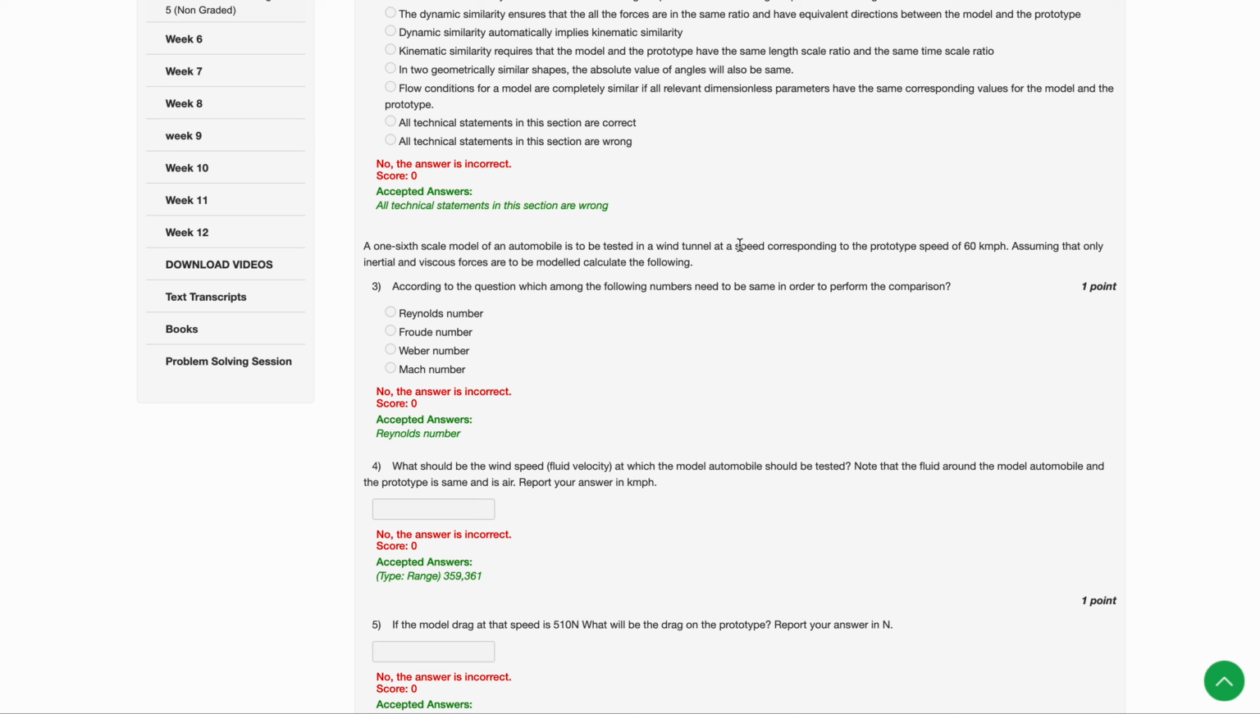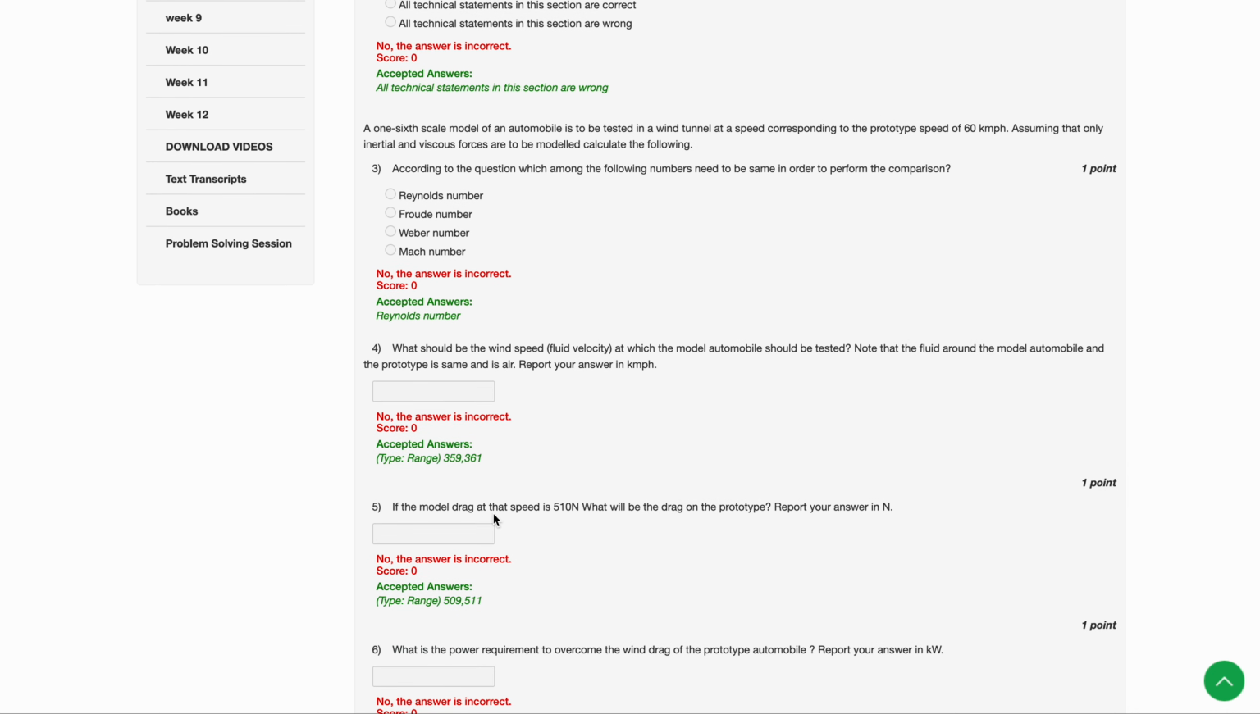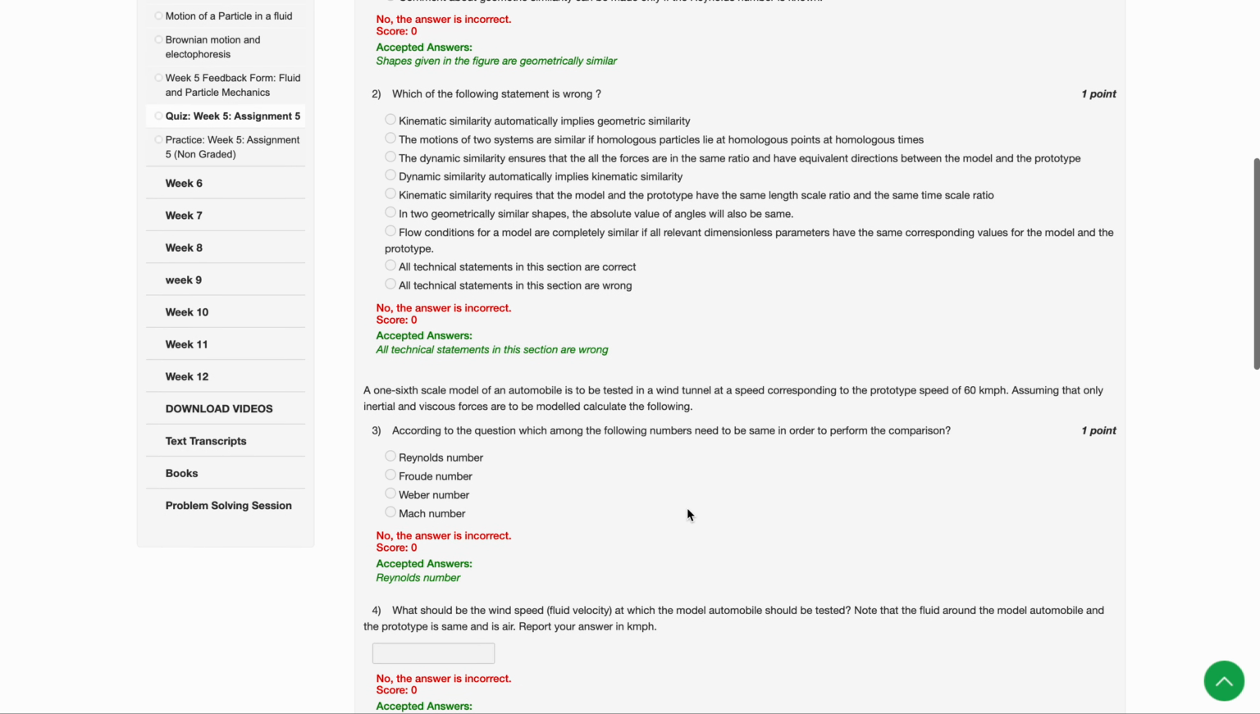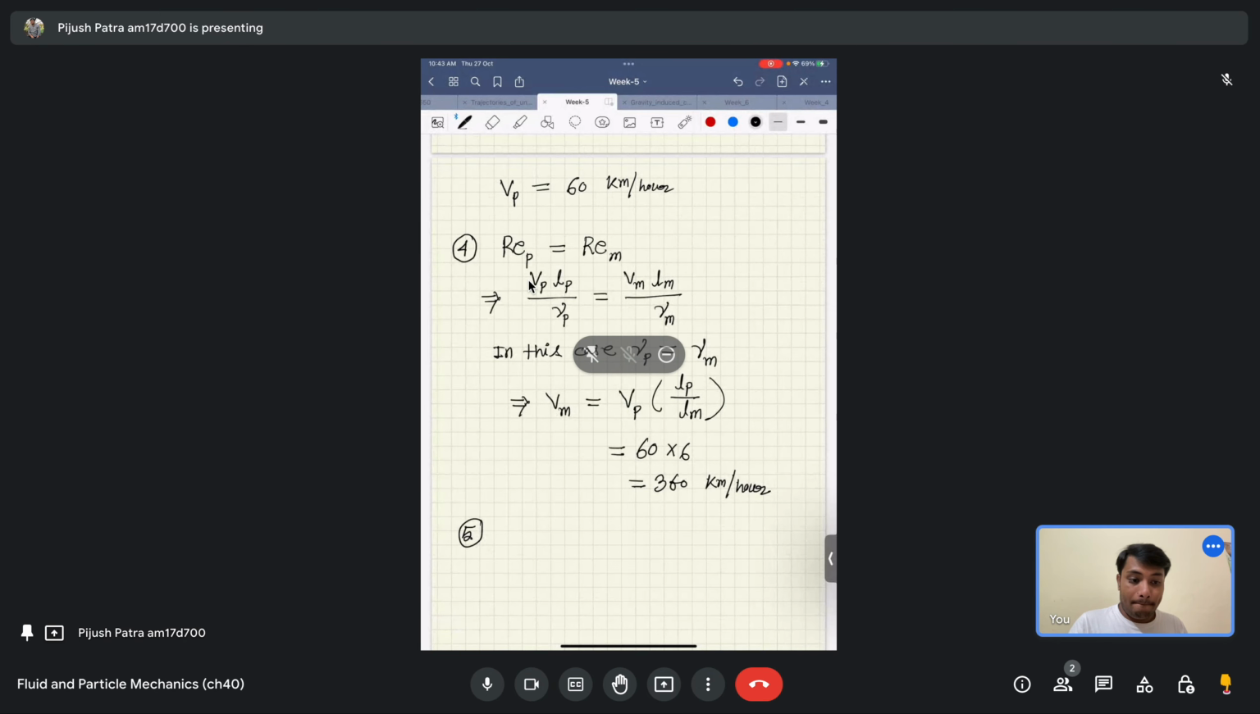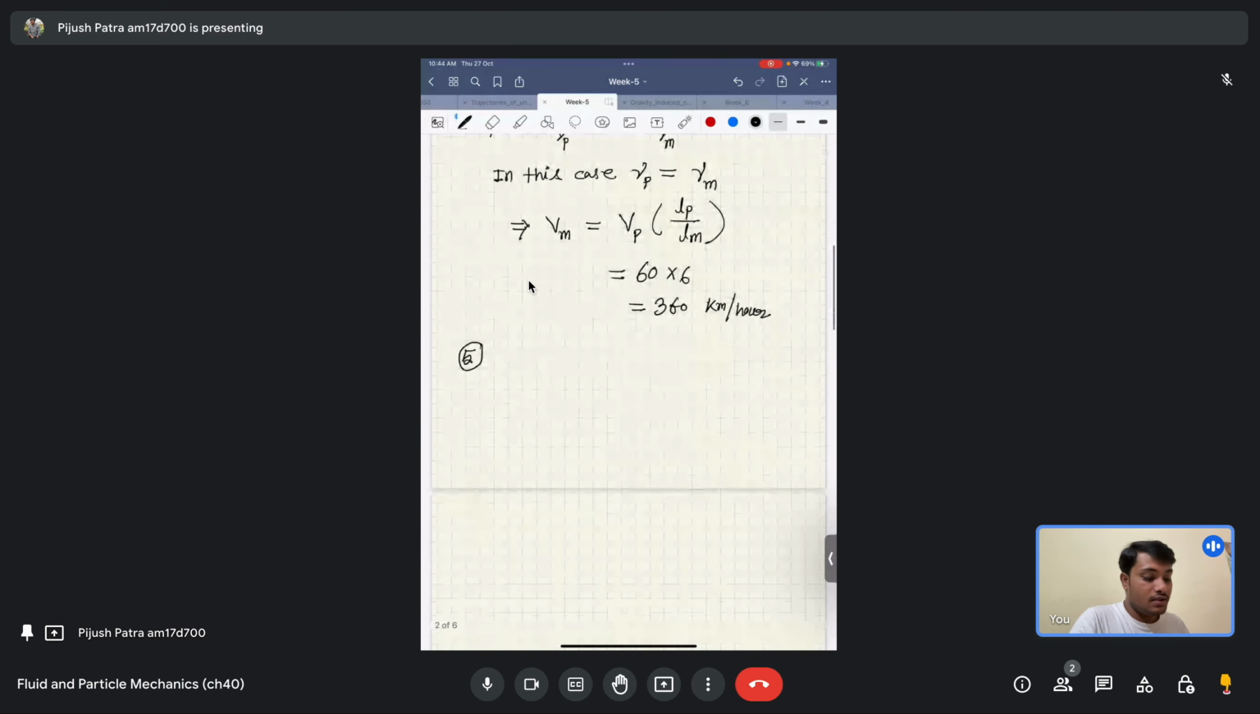What is given in question number 5? What they asked, if the model drag at that speed is 510 newton, what will be the drag on the prototype? That is also an interesting question. So for the model and the prototype to be dynamically similar, the drag coefficients for both the cases should be the same. So what is drag coefficient?